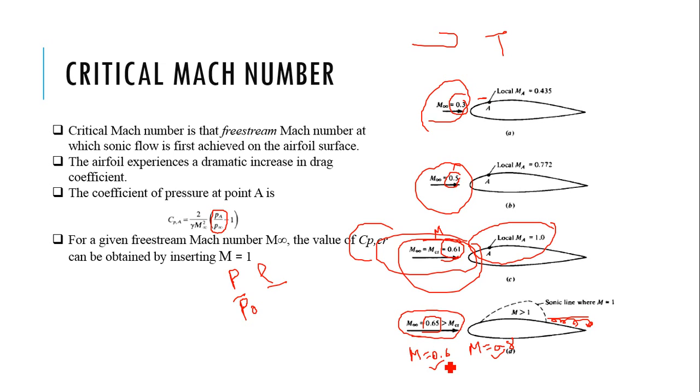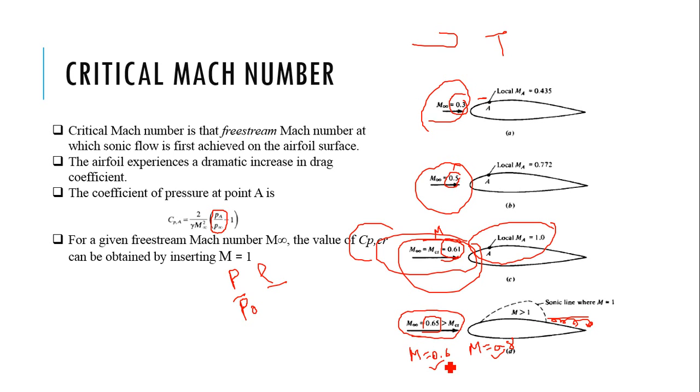Actually, supersonic airfoils are designed to be thin. If the free stream Mach number is 0.6, then somewhere over the airfoil supersonic flow will be reached, and because of that the drag automatically increases.